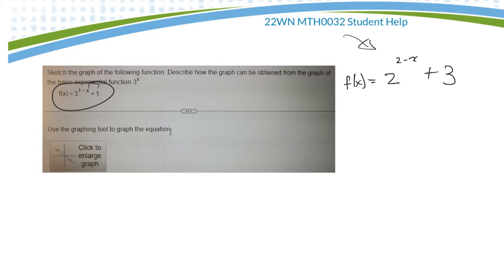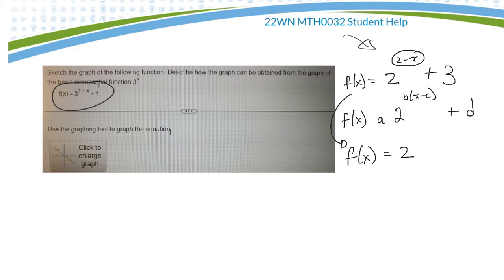Now, the graph is supposed to be something like this: a, then 2, and then b, x minus c, plus d. That's how the graph should look. So this is sort of in the wrong order, so let's change that so it's in the right order. f of x is equal to 2 to the negative x plus 2, plus 3.